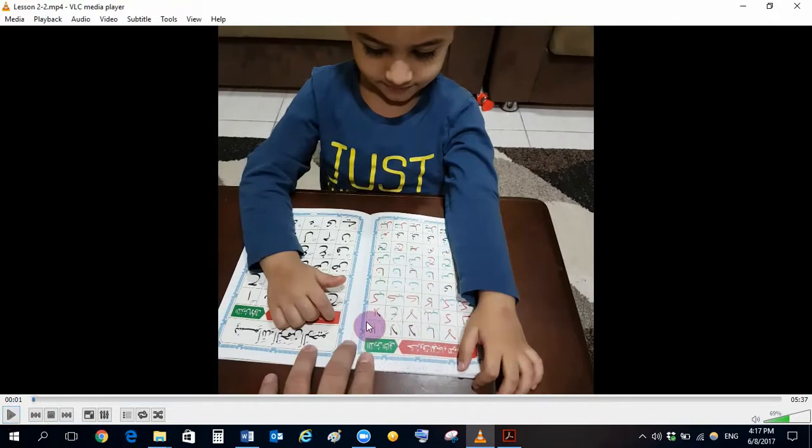So we are on second lesson of Al-Qaida Nuraniyah book. The same instruction. We ask the child to place his index finger in front of the teacher's index finger as well, and we start reading. First, I will demonstrate for him, and then he will follow me for the title. For the title. Then, when we come to the letters, we will see what we will do now.